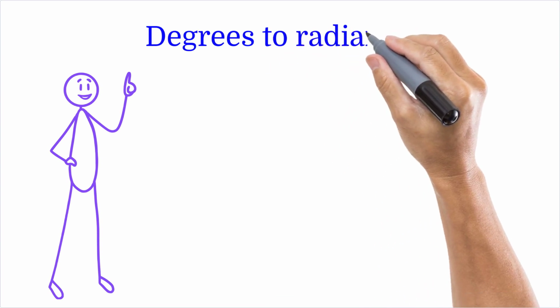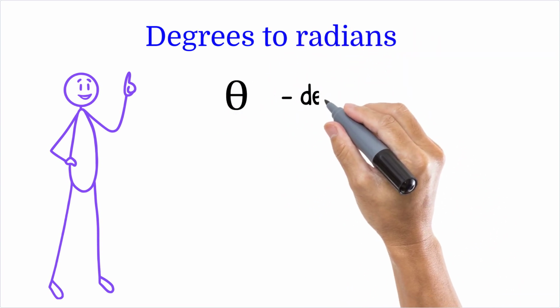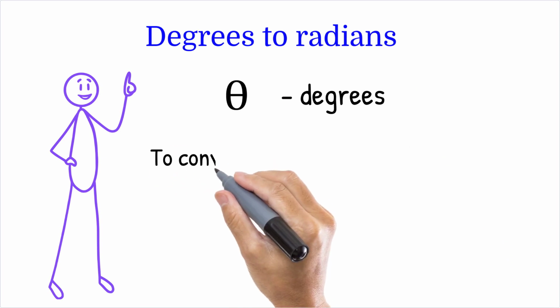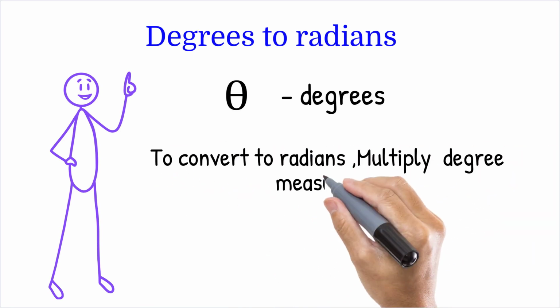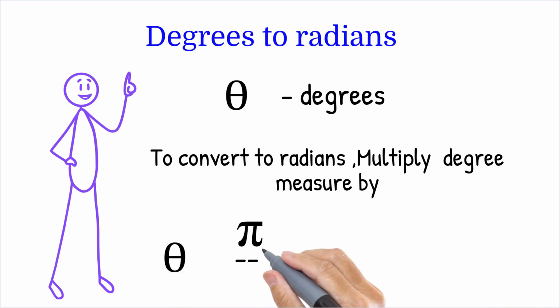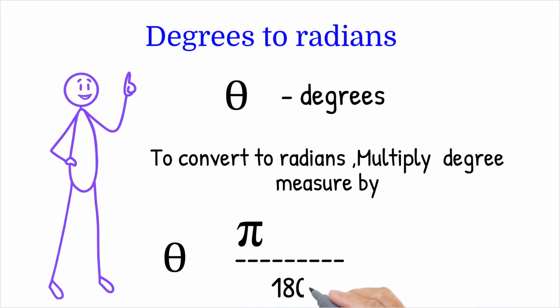Convert degrees to radians. Let theta be the angle measure in degrees. To convert degrees to radians, we multiply the degree measure by pi over 180 degrees.